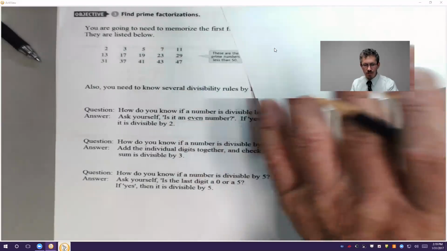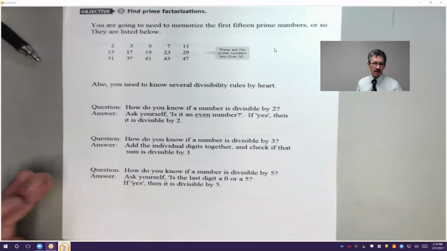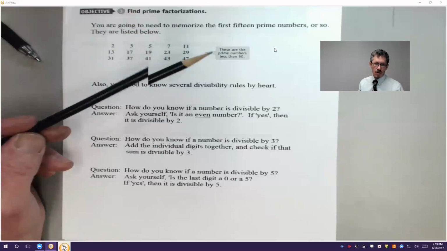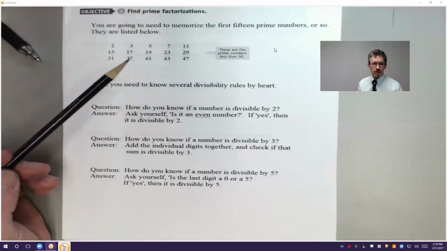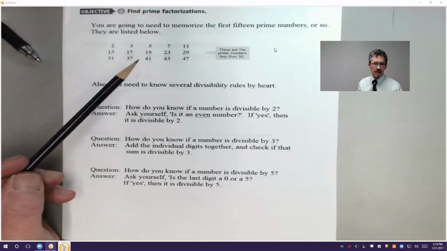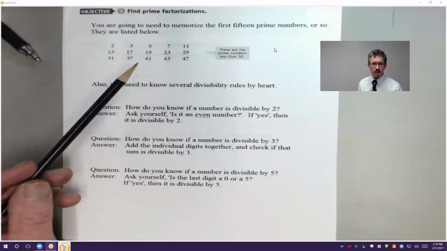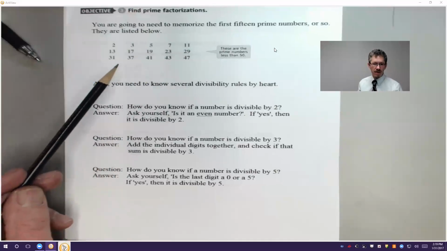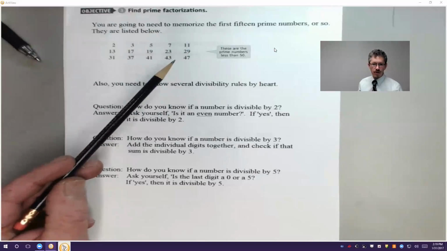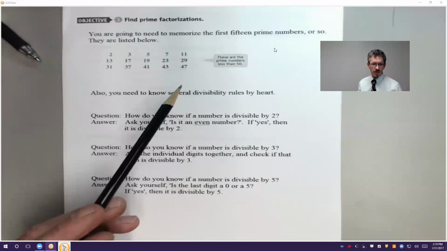Find prime factorization. To be able to go through the process of finding the prime factorization of a number, you'll need to memorize at least the first 15 prime numbers or so. They're listed below. 2, 3, 5, 7, 11, 13, 17, 19, 23, 29, 31. And I generally tell my students that's enough. But let's move on and look at these others. 37, 41, 43, 47. Now this list is actually an infinite list. This just shows the first 15.